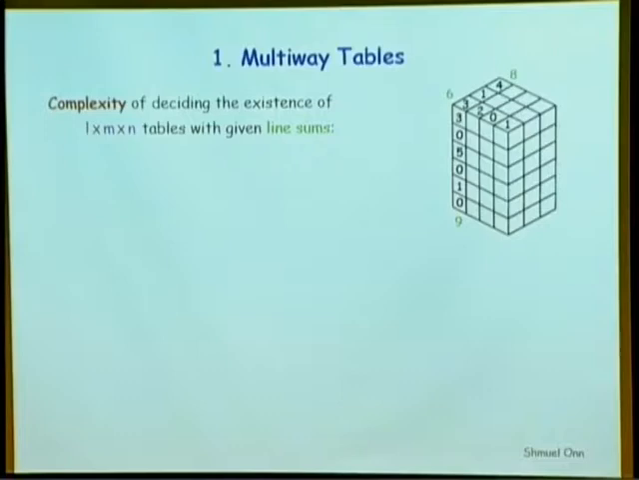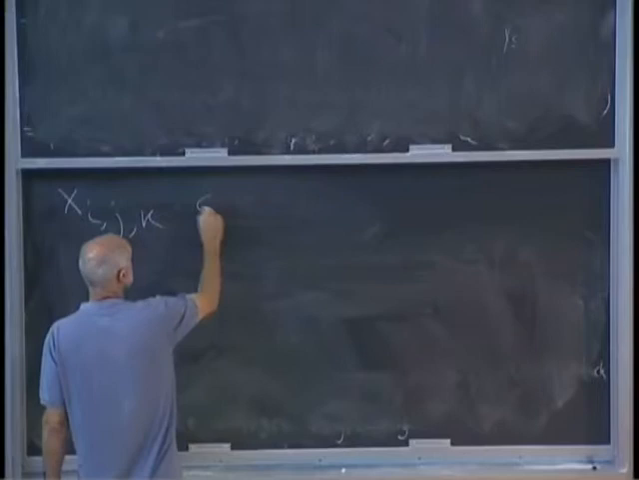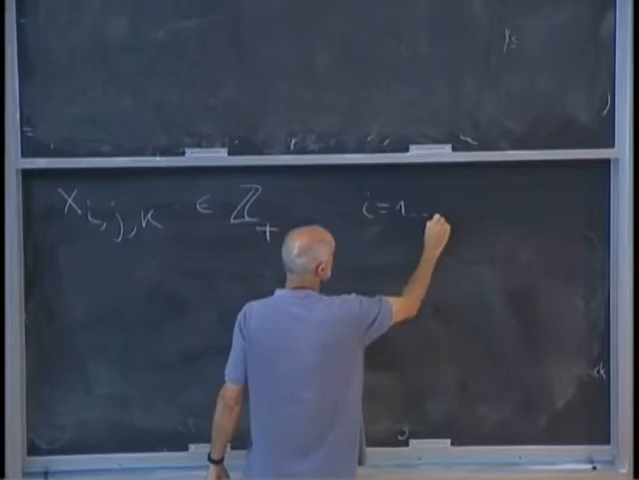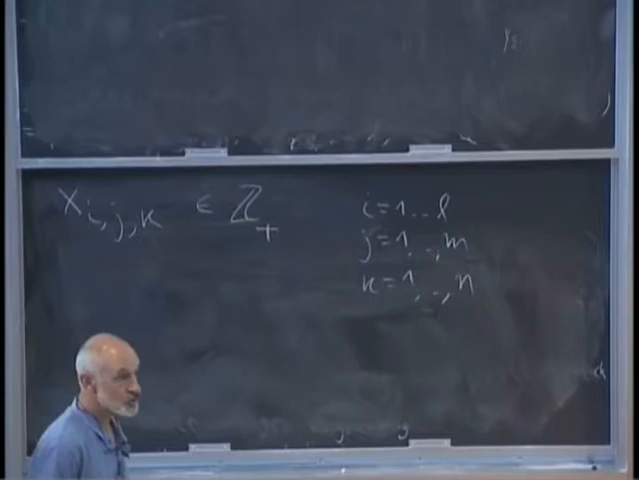So let me start talking about tables. What is a table? It's something like this. We have variables arranged in such an array. x_ijk is a non-negative integer for every i, j, k, where i goes from 1 to l, j goes up to m, and k up to n. Okay, three indices. This is a three-dimensional table. In general, you can think of higher dimensional tables.